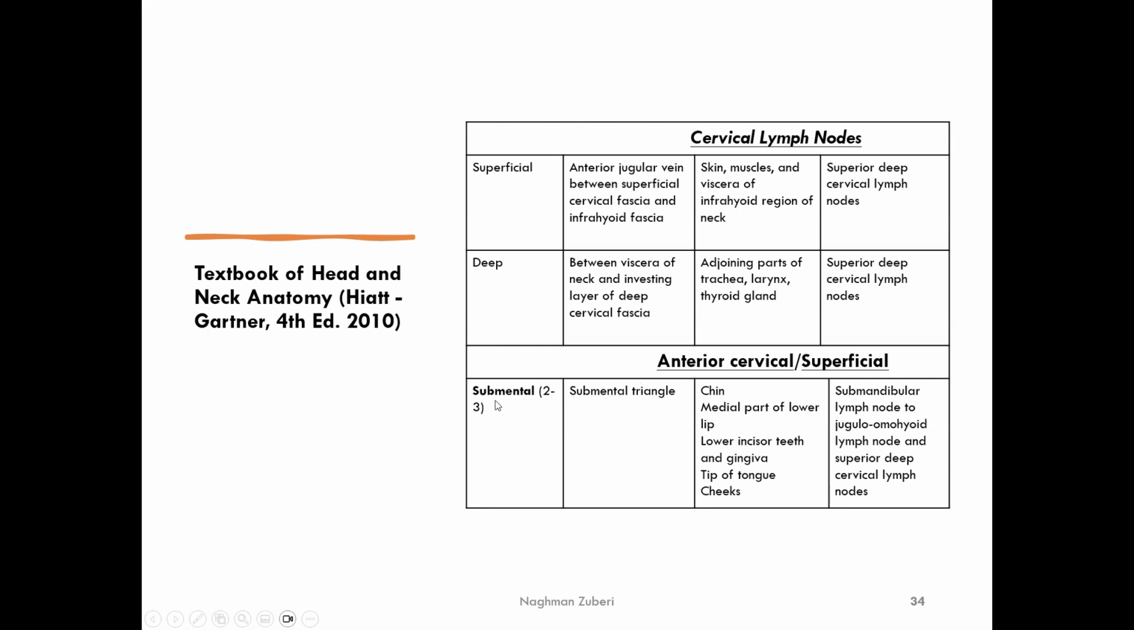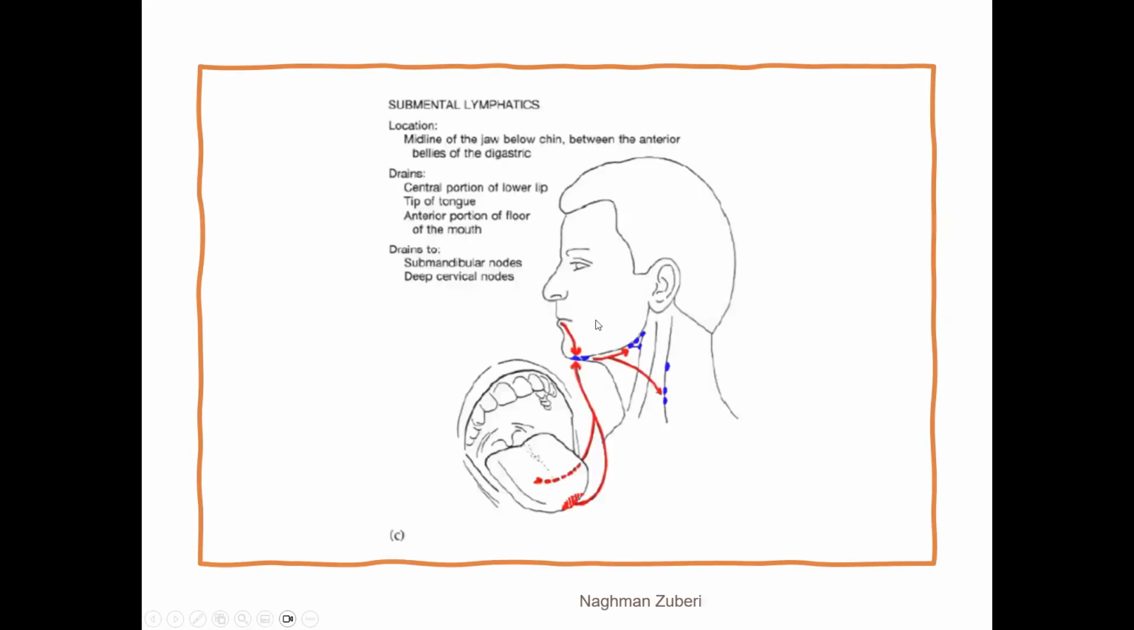Anterior cervical superficial, submental lymph nodes. They are 2 to 3 in number, and they are located, as the name suggests, in the submental triangle. They are draining chin, medial part of the lower lip, lower incisor teeth and gingiva, tip of the tongue, and cheeks. Mostly questions are being asked about these lymph nodes. Of course, about submandibular as well, but submental, definitely questions come on this in different exams. So they are being drained to submandibular lymph nodes, to jugulo-omohyoid lymph nodes, and superior deep cervical lymph nodes.